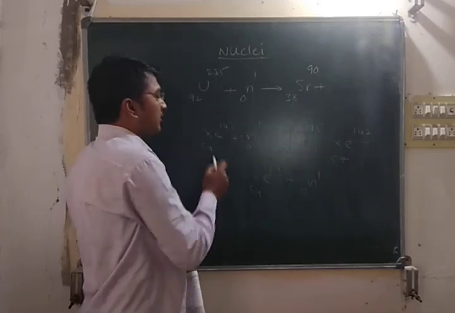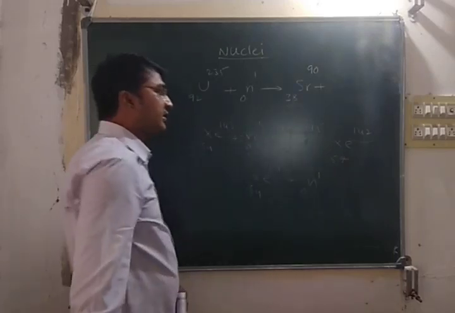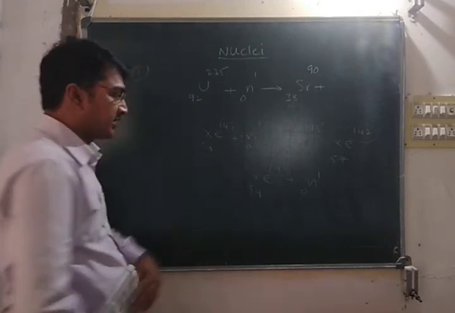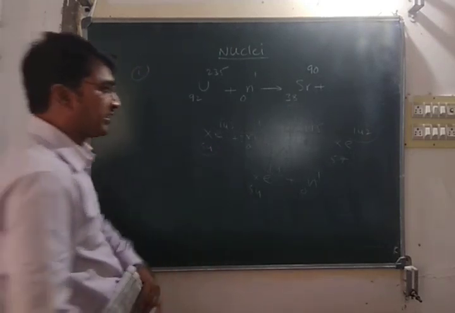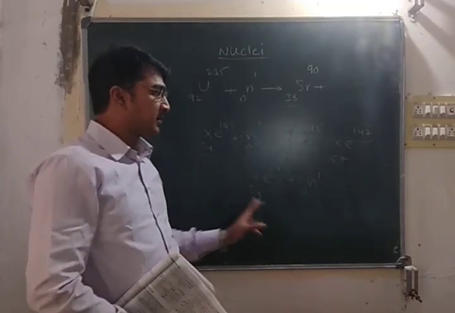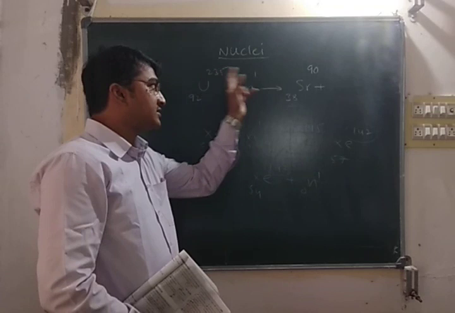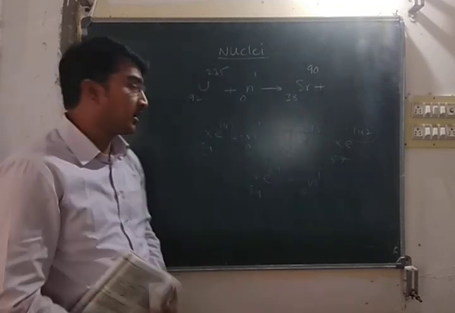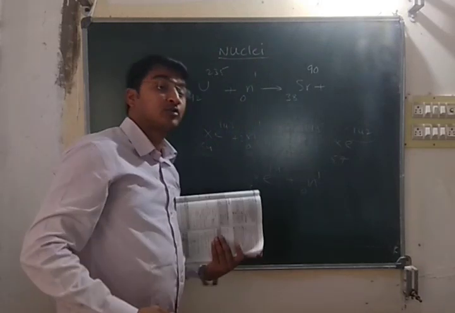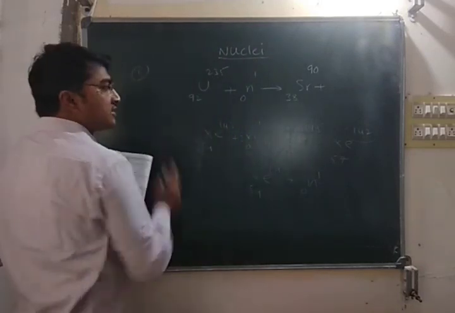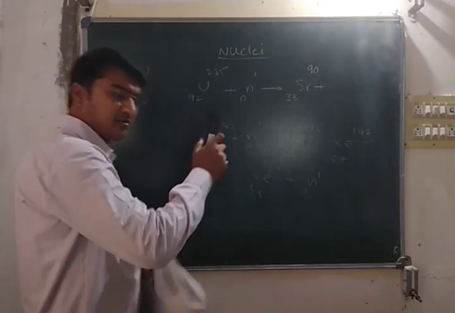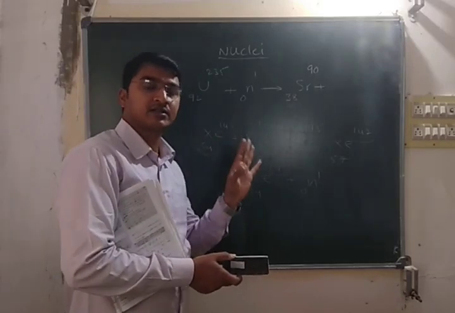The proton number is 92, so 38 plus what? 54. Here also 54 is there, and here also 54. If you consider only the proton number, three options are possible, but if you consider the mass number, you will get the answer. In a nuclear fission reaction, compulsorily three neutrons are released. This is the first question, option E only. This is how to do this type of question if the reaction is given.